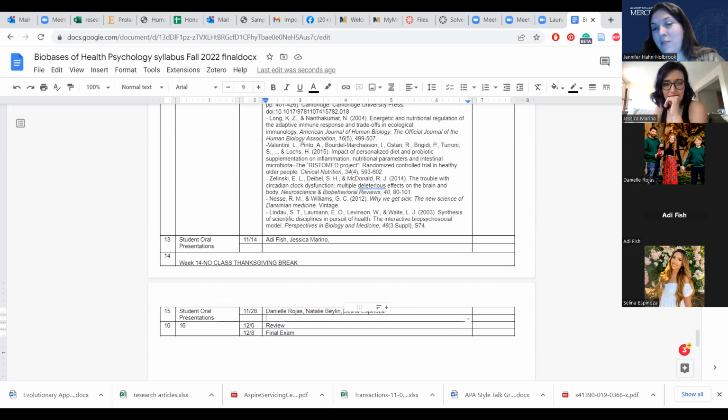And so Jessica, what are you going to be presenting on? The HPG axis throughout the lifespan. Cool. And so the hypothalamic pituitary gonadal axis. Yes. HPG, not HPA. Great, because we didn't really cover that. So that's awesome. And then Adi, what is your presentation going to be on? It'll be on nutrition, microbiome, and mental health. Oh, nice.